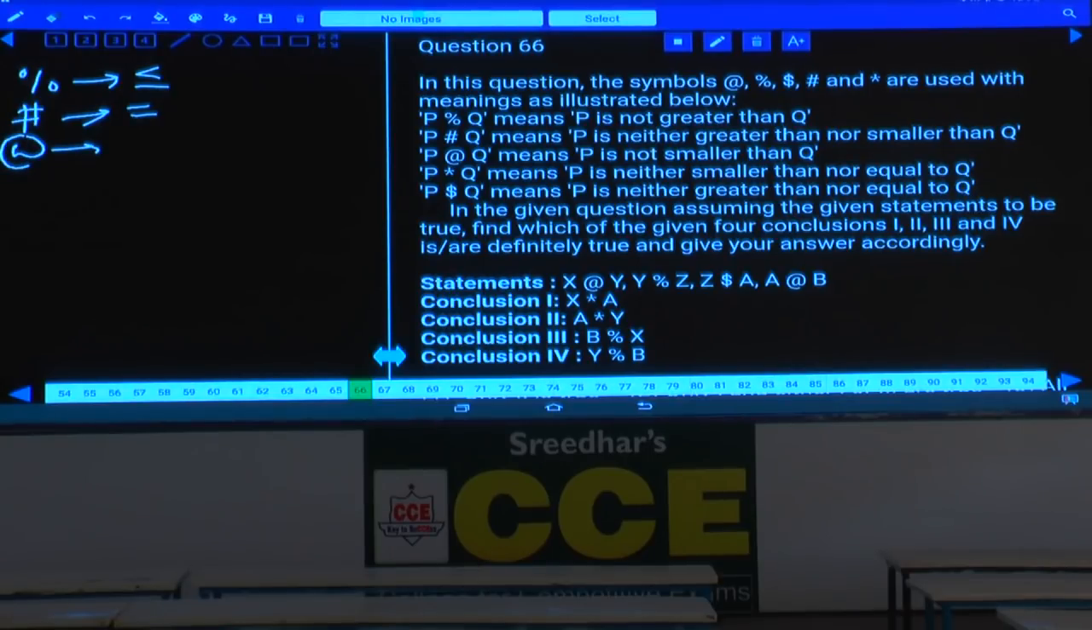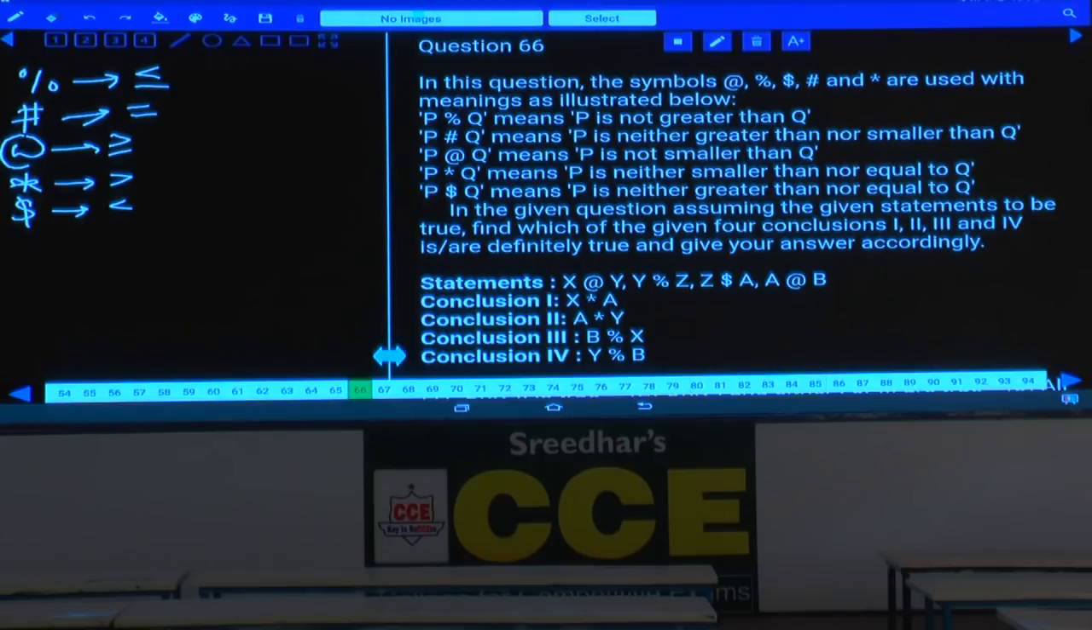Now at the rate of stands for not smaller than, that is greater than or equals to. And star stands for neither smaller nor equal to, that is greater than. And finally this dollar stands for neither greater nor equals to, that must be lesser than. And these are the symbols given.